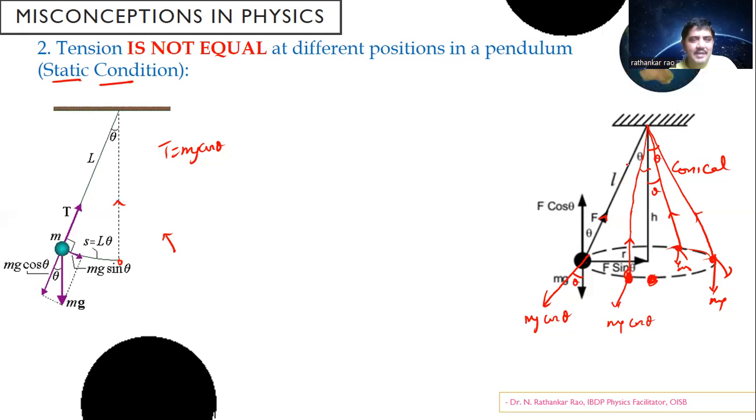If I just learn pendulum, tension is not equal. This applies only for one of them. So the misconception here is, don't go only by the single term pendulum. Because in case of a normal pendulum, a simple pendulum, definitely tension is not the same at every position. But in case of a conical pendulum, the tension is equal at every position of its motion. I hope you understood this.